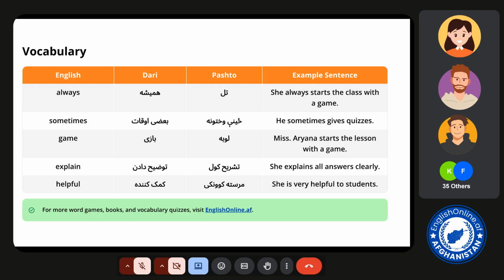And next one, Mr. Muzaffar Shah. Can you please read the vocabulary? Mr. Muzaffar Shah, I think you can't hear my voice. You do not have my voice.